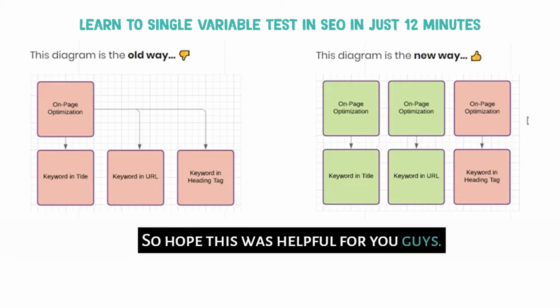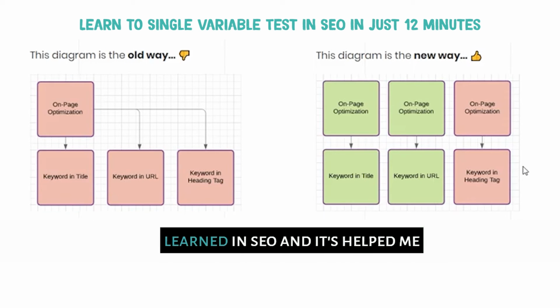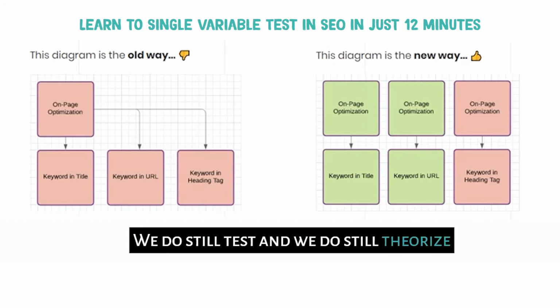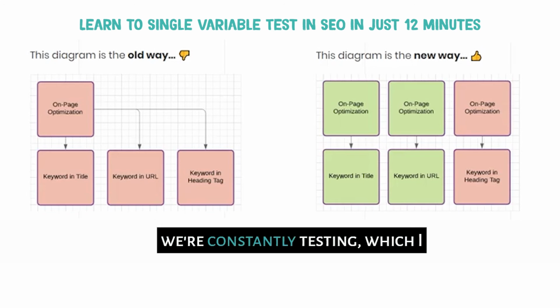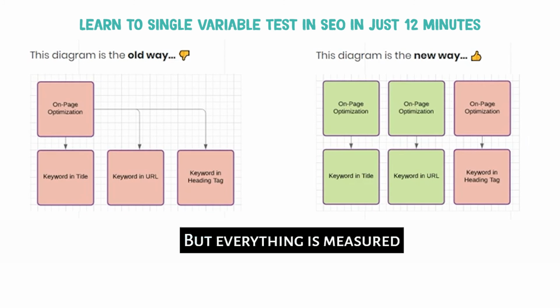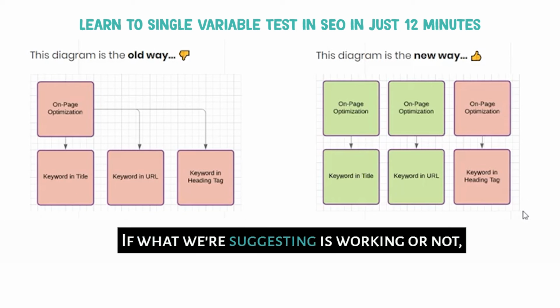So hope this was helpful for you guys. Let me know if you have any other questions as to how to set up this type of environment within your website. It's one of the best things that I've learned in SEO, and it's helped me out immensely, and I don't really have to guess so much anymore. We do still test and we do still theorize and hypothesize new strategies that we're constantly testing, which I guess is a form of guessing, right? But everything is measured very, very efficiently, so we know if what we're suggesting is working or not.